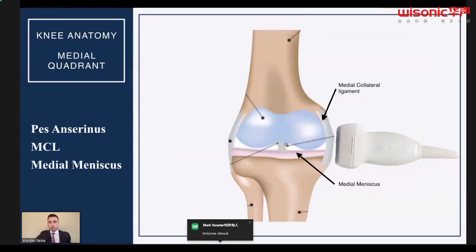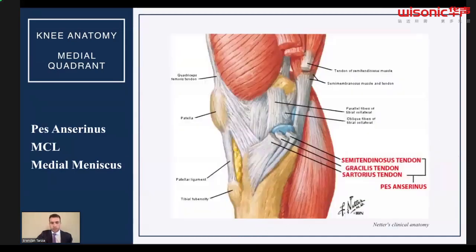The structures that we're primarily going to go over are the pes anserinus, the MCL, and the medial meniscus. This is just a picture showing that. And this is another picture from Netter's, because it's going to show you that pes anserinus a little better.